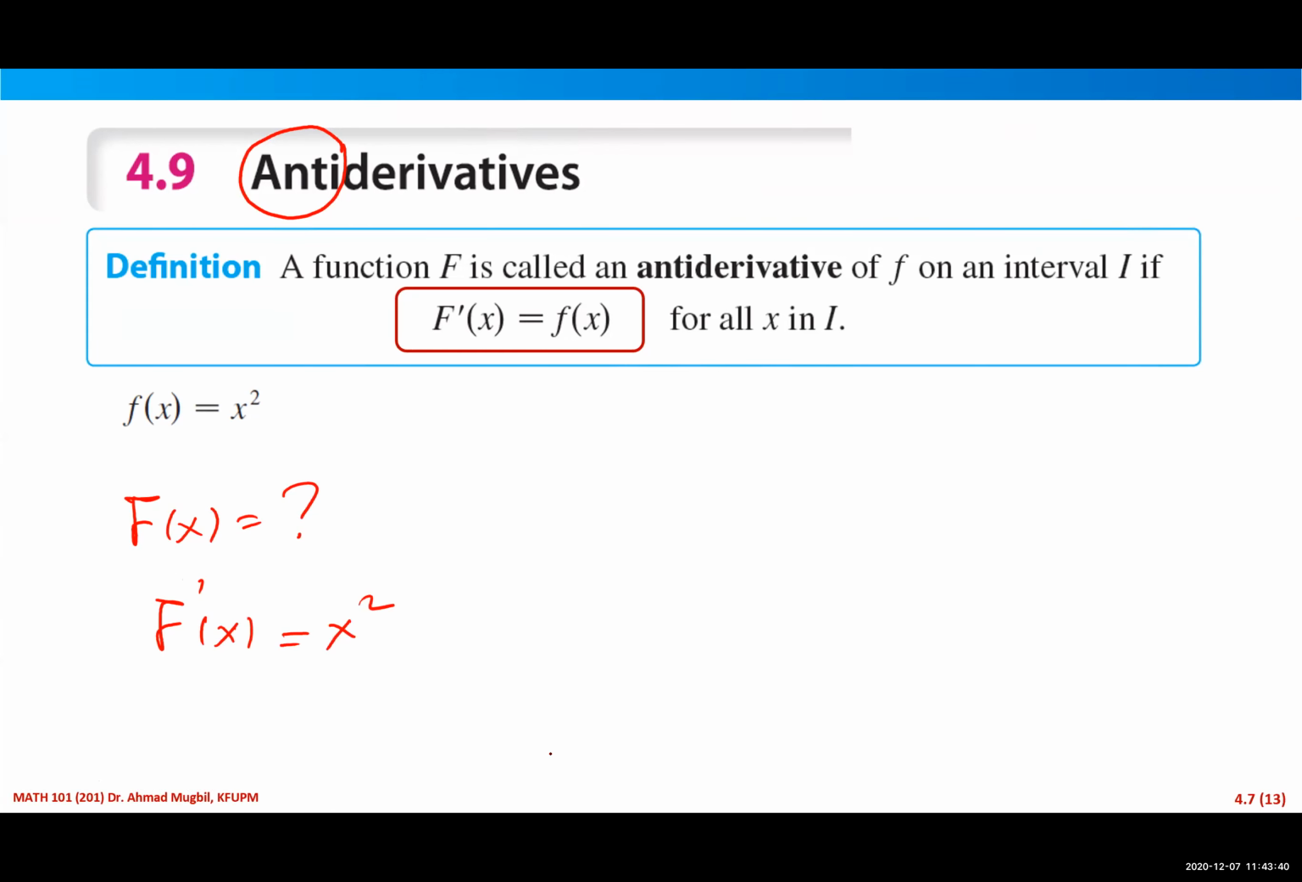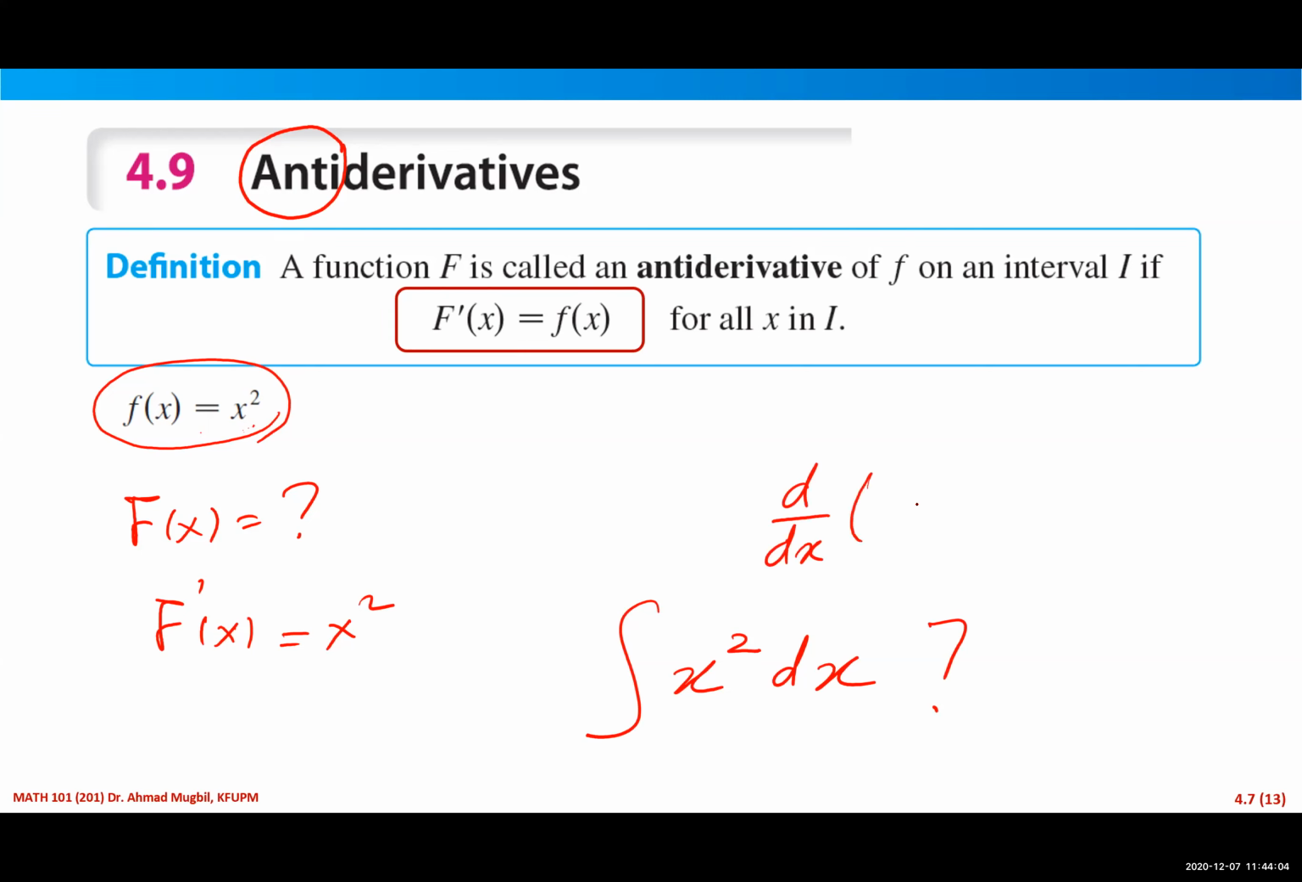And this is, by the way, integration. It is the same when I ask you what is the antiderivative of x squared, I'm asking you what is the integral of x squared. This question is the same as finding the antiderivative. And this is Math 102. This section is a connection between Math 101 and Math 102. Now, what is the function? Ask yourself always, Shabab, d/dx of what equals x squared? Who can tell me?